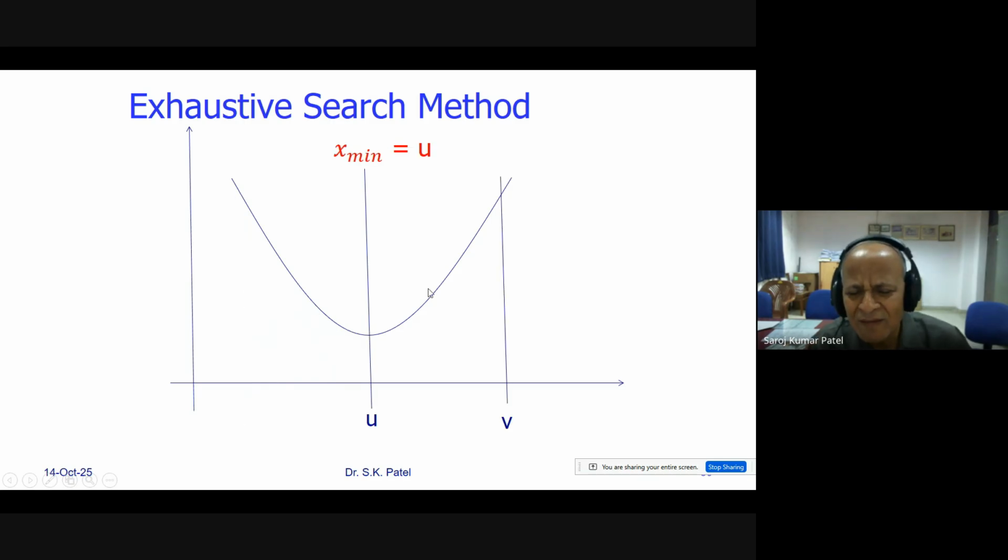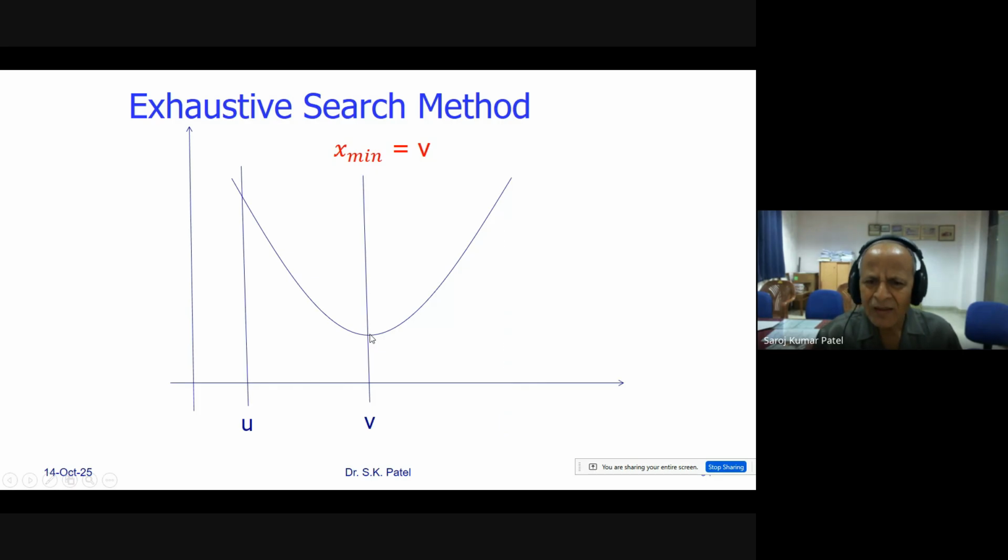Or maybe like this, see here, the minimum point lies on the boundary point. So we start from u and keep on searching, and the value is increasing. Once the value started increasing, we stop there. But we cannot say that the minimum lies from x1 to x3. Here the minimum point lies at the boundary point u. And similarly the minimum point may lie at the boundary point x equal to v. Various possibilities.